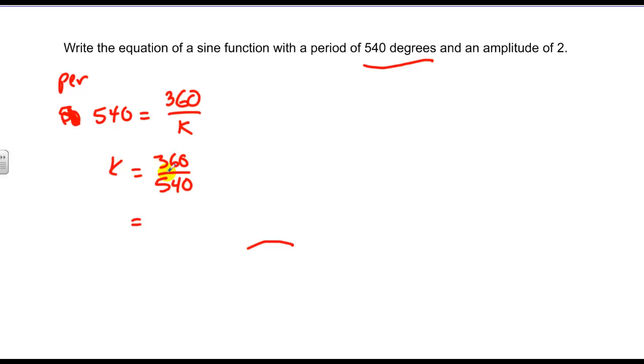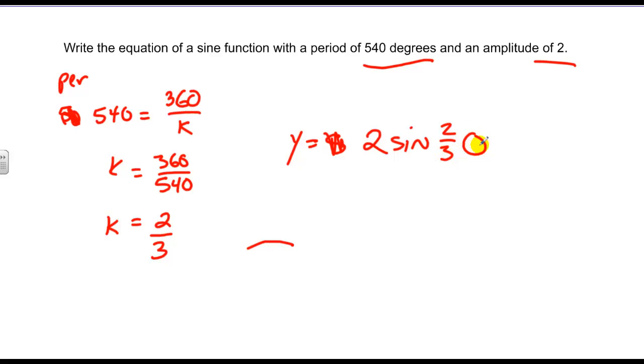And in this case, we can reduce that. 360 divided by 540 is going to be 2/3. So that's my k value. I said I had an amplitude of 2, so this is y equals 2 sine of 2/3. I can go theta or x, it really doesn't matter. I'll go 2/3 theta.